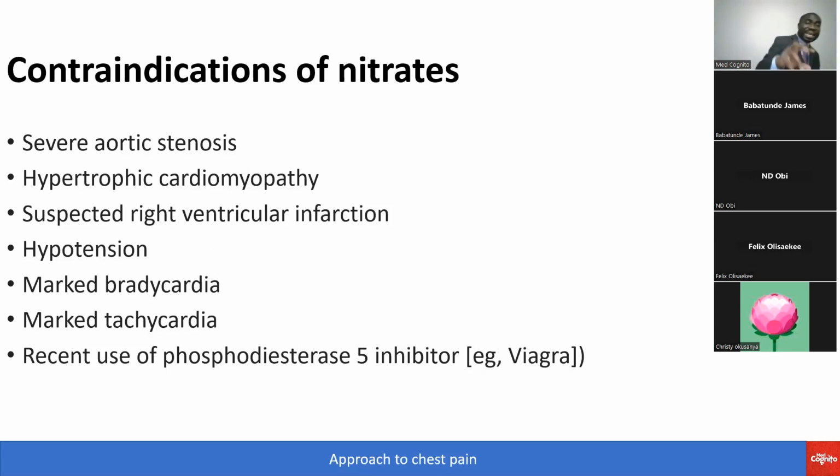So please, as I said, I know that the issues of phosphodiesterase 5 inhibitor use, hypotension and inferior MI are commonly known amongst us. But beyond these 3, what are other reasons why you don't want to give nitrates to a patient? And these are some of them: severe aortic stenosis, hypertrophic cardiomyopathy, suspected right ventricular infarction, hypotension, marked bradycardia, and marked tachycardia, as well as recent use of a phosphodiesterase 5 inhibitor.